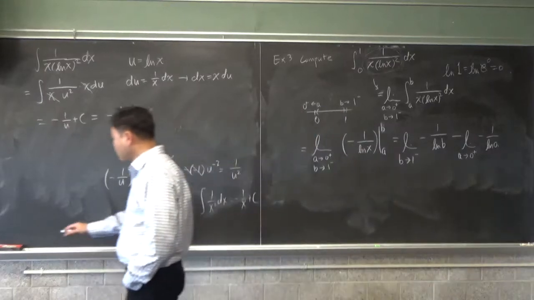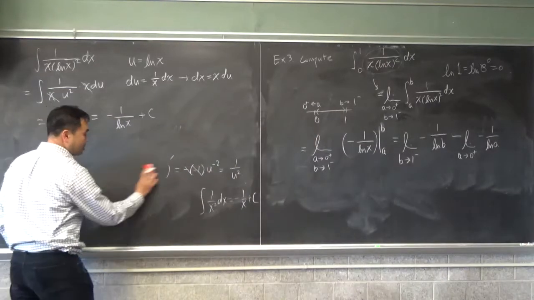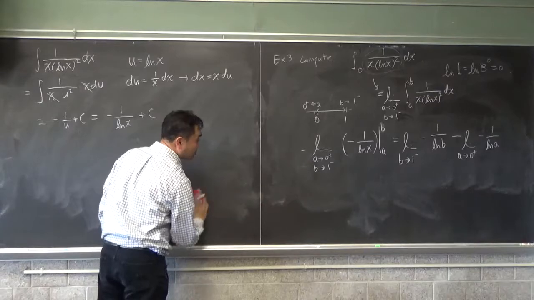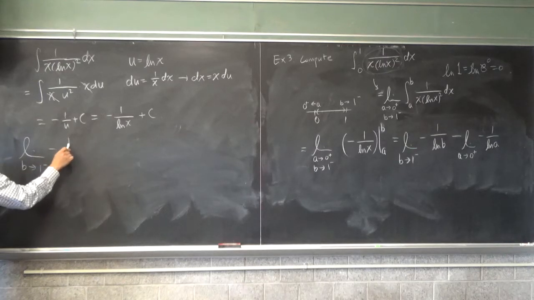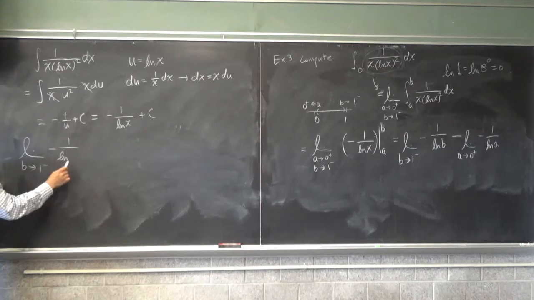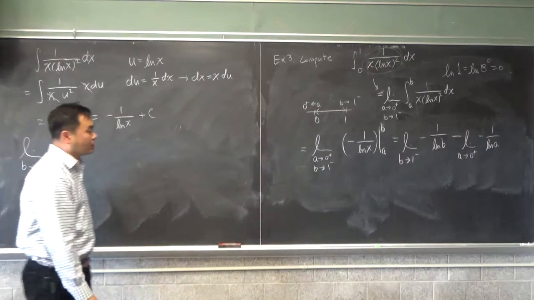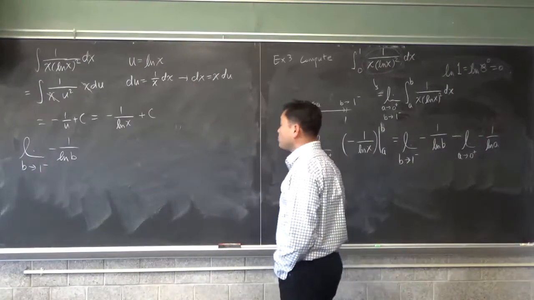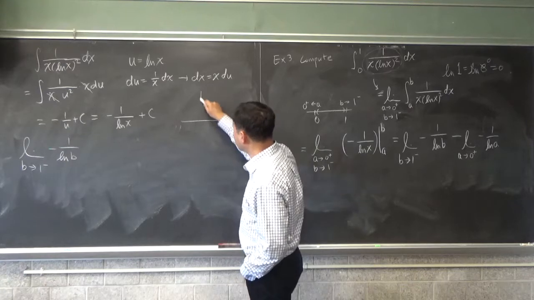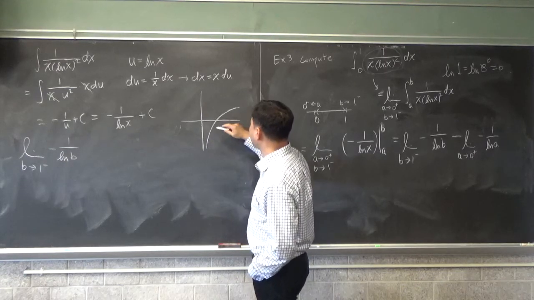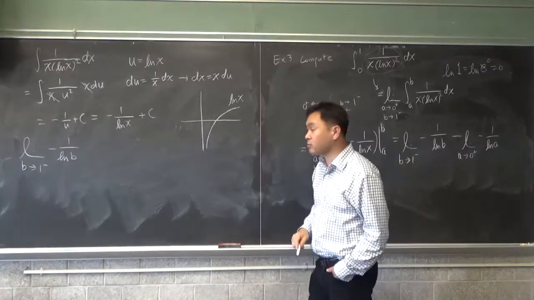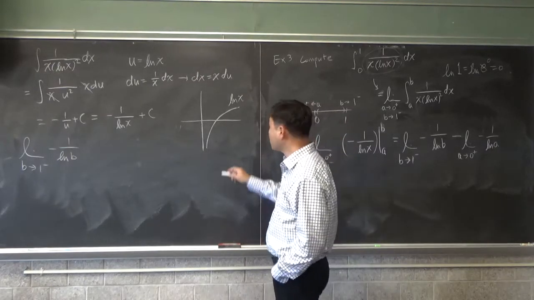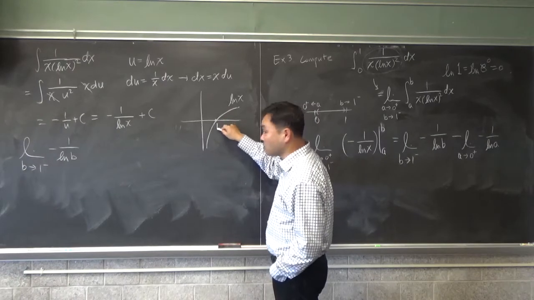Now, let's try to deal with these limits separately. Let's first think about the limit as b goes to 1 minus of negative 1 over ln of b. To determine that, you need to know the graph of logarithms. This is the graph of ln of x. And from this graph, you should know 3 things. First, the x-intercept is 1.